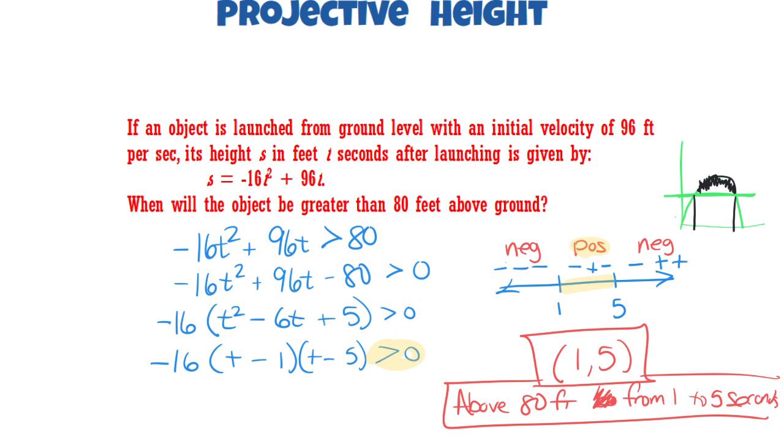And it makes sense then that what I was shooting for was in this section in the middle. If I would have gotten answers out here, that would have been suspicious. Probably what this would be saying is, when is the object below 80 feet? Then these outside values would make more sense.